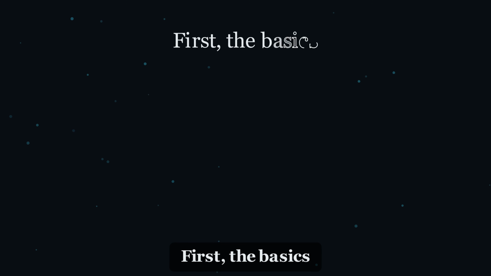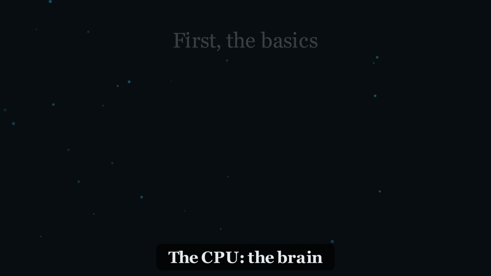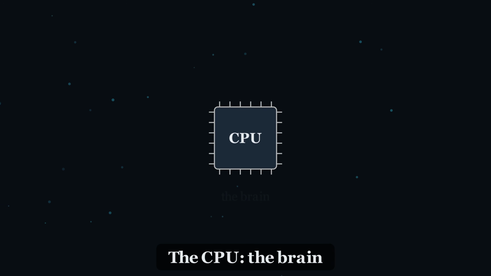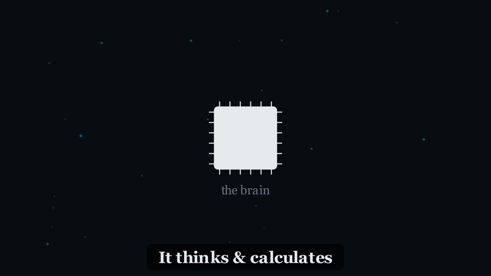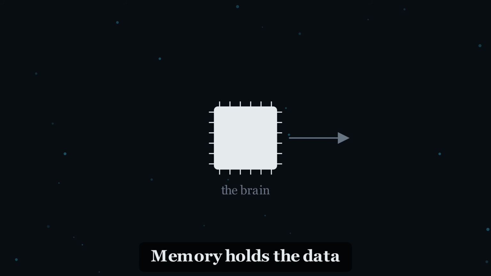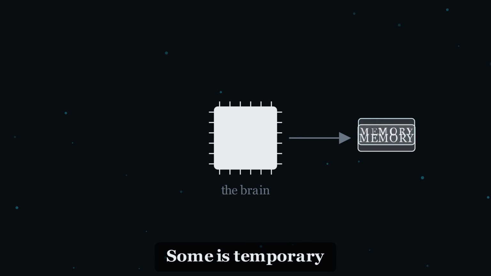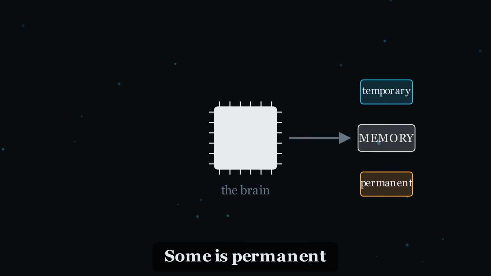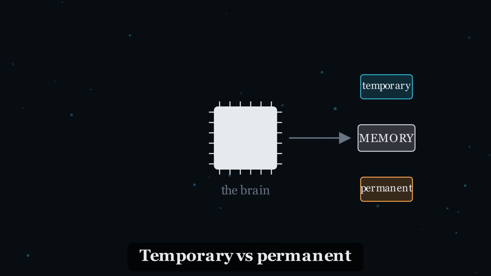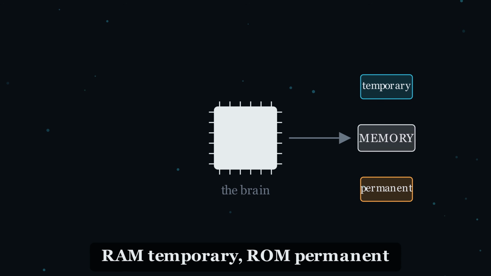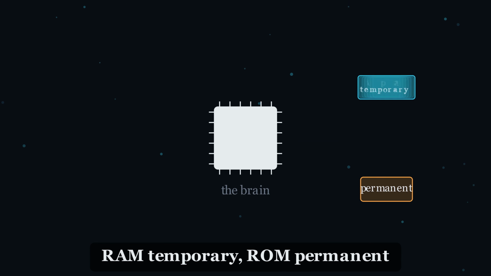Before we compare them, let's get one thing straight. Inside every computer, phone, or tablet, there's a brain called the CPU, the central processing unit. The CPU does all the thinking and calculating. But the CPU needs somewhere to keep information while it works. That's where memory comes in. Think of memory as the CPU's storage space. Some of that space is temporary, used only while the device is on. And some of it is permanent, it stays even when the power is off. That single difference, temporary versus permanent, is the heart of today's topic. RAM handles the temporary side, ROM handles the permanent side.